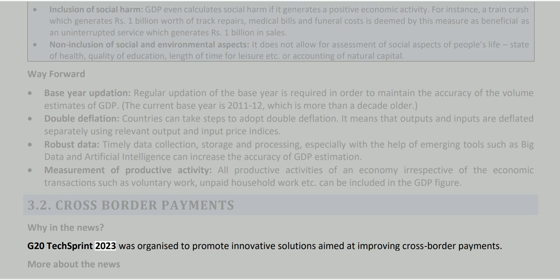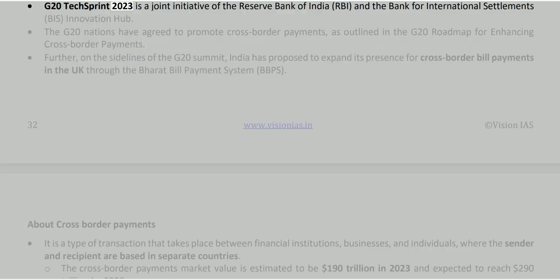G20 TechSprint 2023 was organized to promote innovative solutions aimed at improving cross-border payments. More about the news: G20 TechSprint 2023 is a joint initiative of the Reserve Bank of India, RBI, and the Bank for International Settlements, BIS, Innovation Hub.